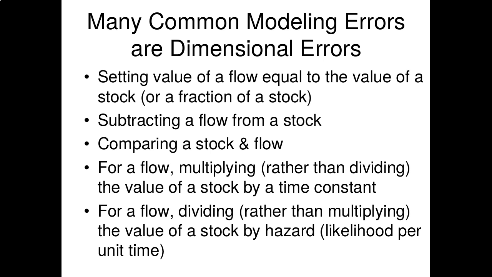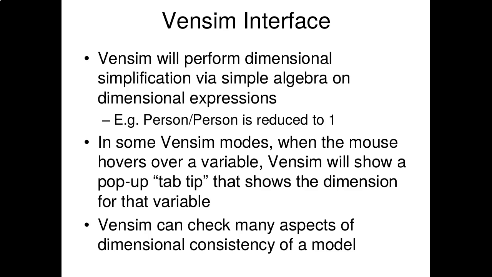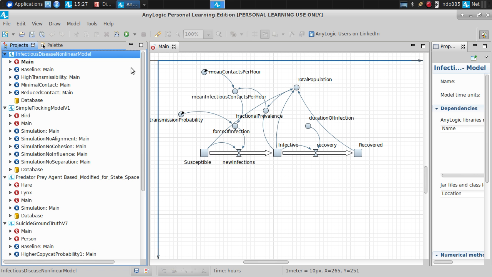Remember, I tried to develop intuitions with these, right? So if we have an average amount of time in the stock and we have a first order delay, the flow has to be the stock divided by that average time. Why? Because the flow has to be of units, the stock, over the units of time, right? And the same thing with the hazard rate: it is likelihood per unit time. Okay. I'd like to talk about this in AnyLogic.